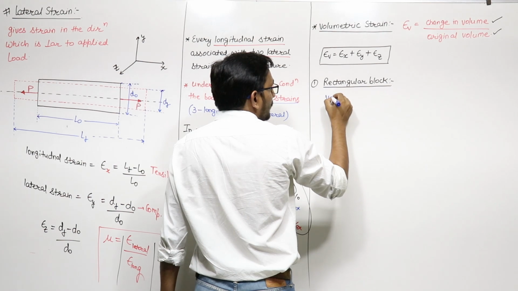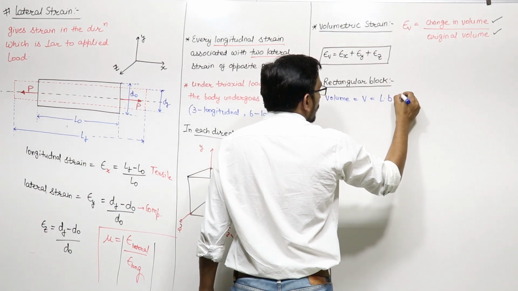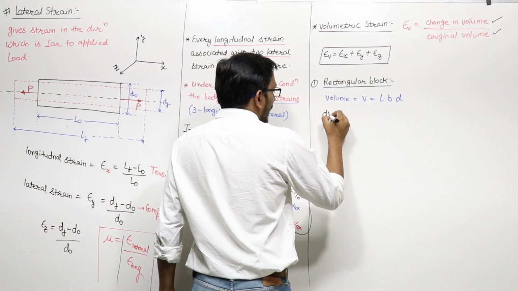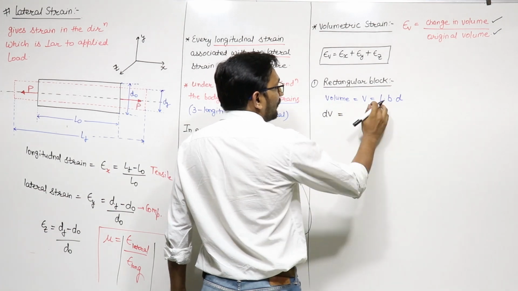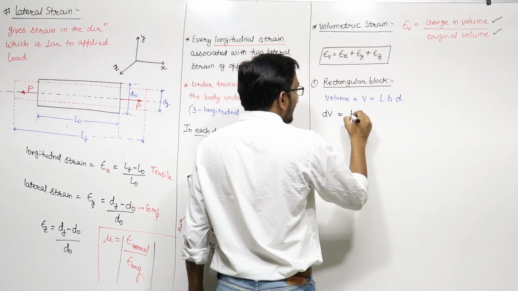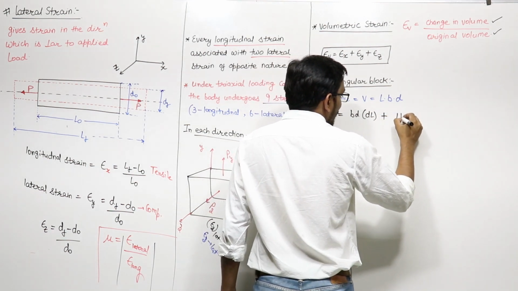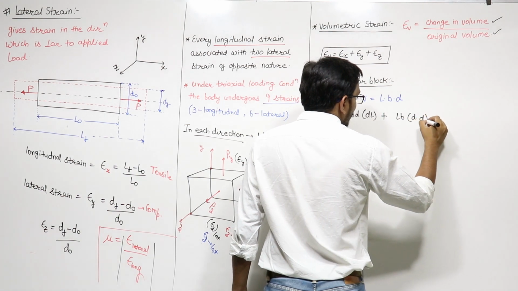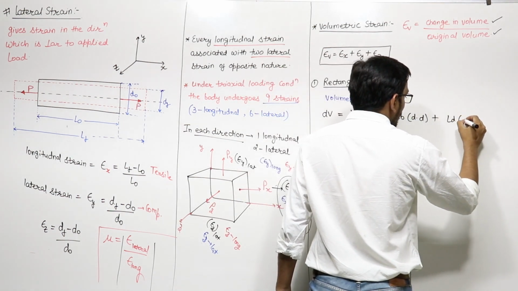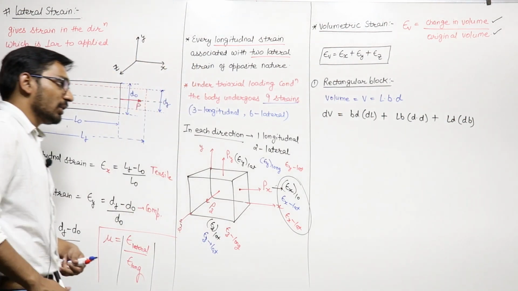The rectangle volume, that is V, is length into width into depth. This is the volume of rectangle. If I want to know the change of volume, that is dV, we have to apply the product rule. First we take BD as a constant into change of length, plus LB as a constant into change of depth, plus LD as a constant into change of width. Right? We are doing the differentiation using product rule.